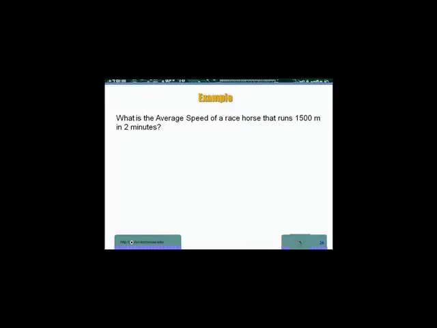For example, what is the average speed of a racehorse that runs 1,500 meters in 2 minutes? Okay, so the distance traveled is 1,500 meters. The time is 2 minutes. So the speed is distance over time. In this case, 1,500 meters over 2 minutes. So it's going to be 750, I lost the 5, 750 meters per minute.